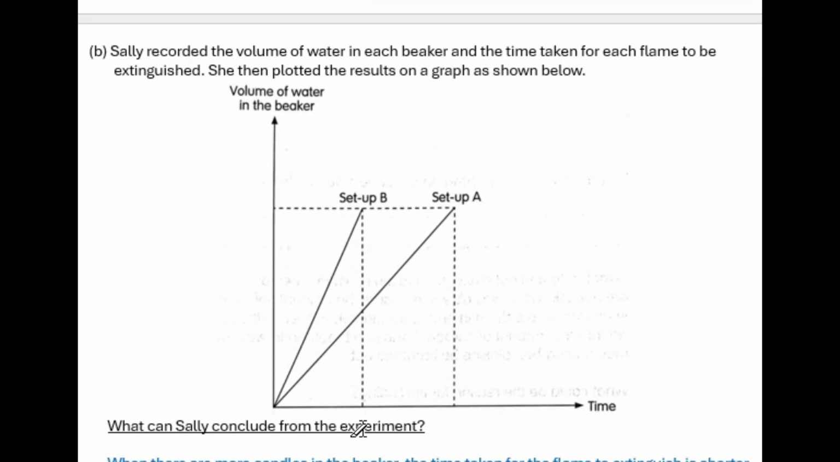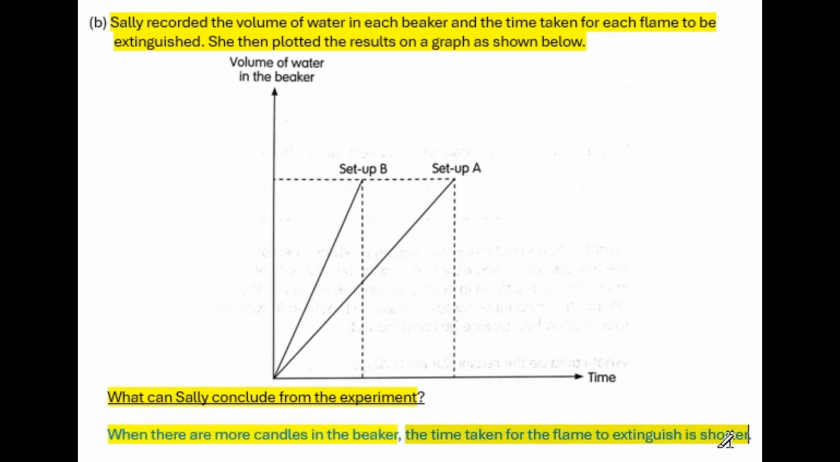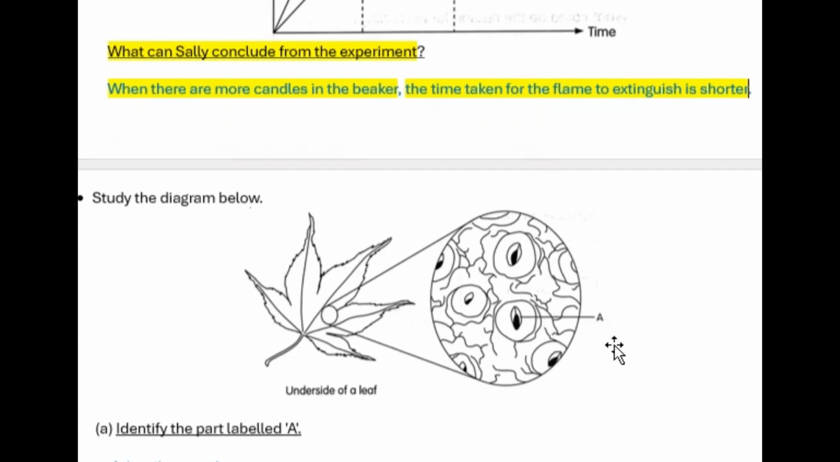B. Sally recorded the volume of water in each beaker and the time taken for each flame to be extinguished. She then plotted the results on a graph as shown below. What can Sally conclude from the experiment? When there are more candles in the beaker, the time taken for the flame to extinguish is shorter.